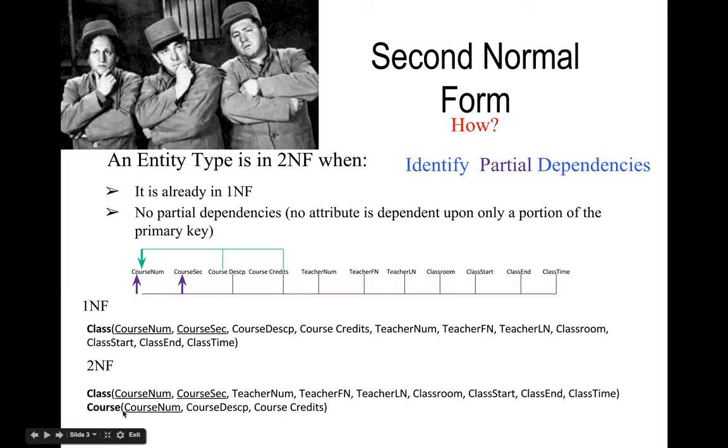But in the other entity that we just set up, course, what we've done is taken course description and course credits out of the class entity and put them into the course entity. But course number still remains as part of both class and course. And course number is the only attribute for the primary key in course. Now, this is what second normal form means.